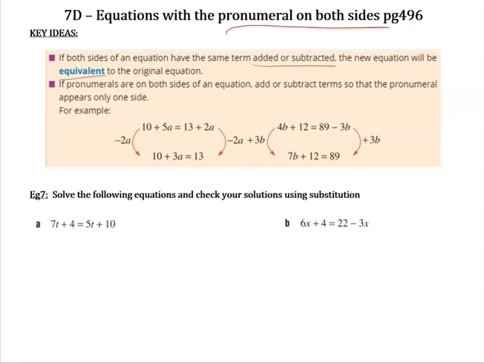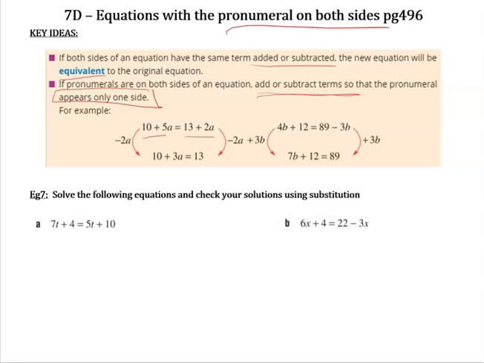If there's pronumerals on both sides, you can do the same thing we've done, but we're going to do it with the pronumerals this time, so that we can add or subtract the pronumerals so that we get them to always appear on one side. So in this case, we've got 10 plus 5a's is equal to 13 plus 2a's. So I want to take some a's away or add them to the other side. In this case, I'm going to take them away.